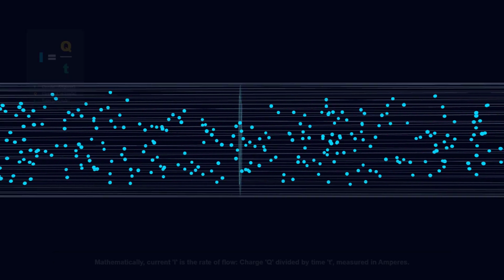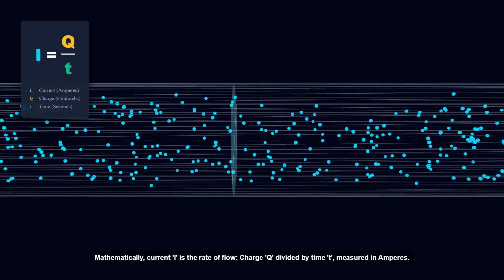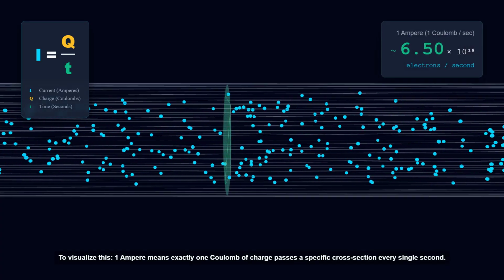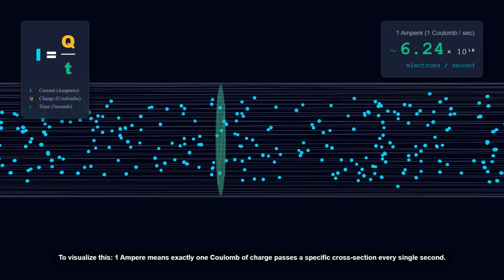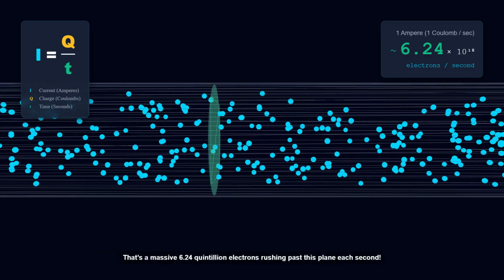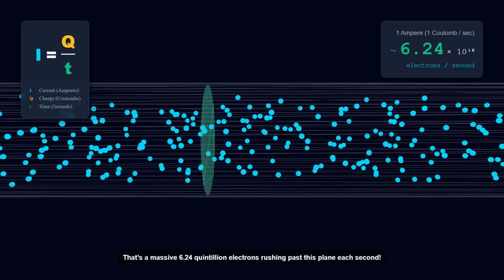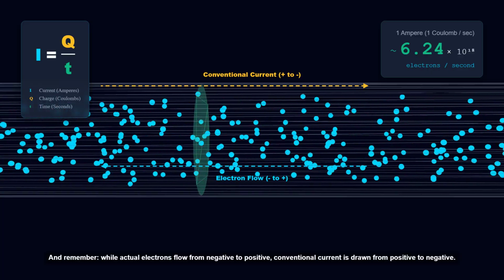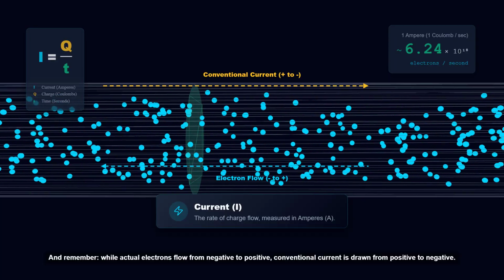Mathematically, current I is the rate of flow, charge Q divided by time t, measured in amperes. To visualize this, 1 ampere means exactly 1 coulomb of charge passes a specific cross-section every single second. That's a massive 6.24 quintillion electrons rushing past this plane each second. And remember, while actual electrons flow from negative to positive, conventional current is drawn from positive to negative.